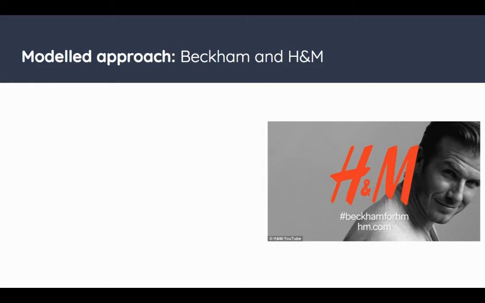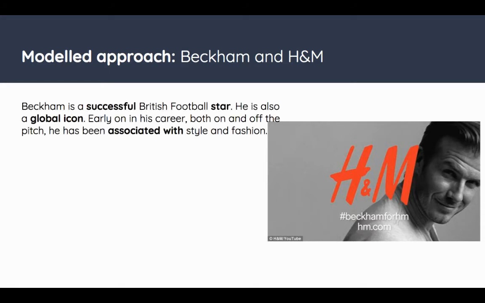As another example, this is David Beckham endorsing H&M. Now, if you don't know, David Beckham is a successful British football star, and he's also a global icon. Okay, this man has got millions of fans across the world. Now, early on in his career, both on and off the pitch, he has been associated with style and fashion.